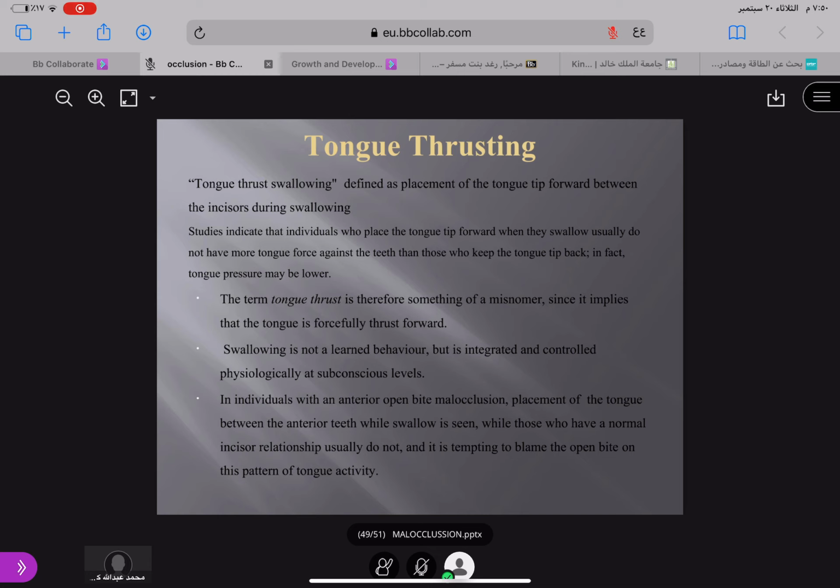It could be a cause if the tongue posture is abnormal from the start of the swallow, if there is a habit of the patient keeping the tongue more anteriorly than normal during the start of swallowing. It could cause a pressure and result in open bite as well. So tongue thrusting can be a cause if the size of the tongue is too large or the position of the tongue is abnormal during the start of swallowing. Otherwise, it is considered an effect.